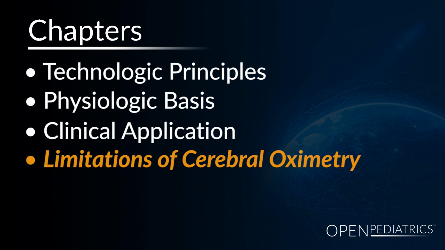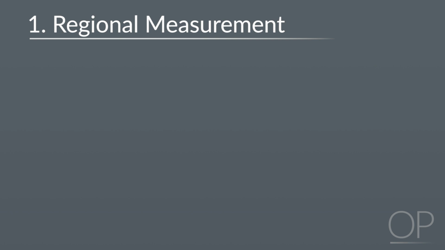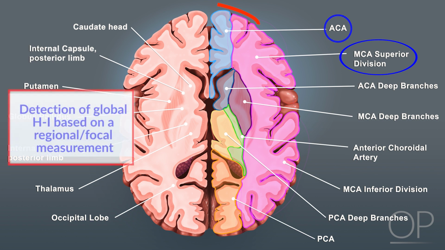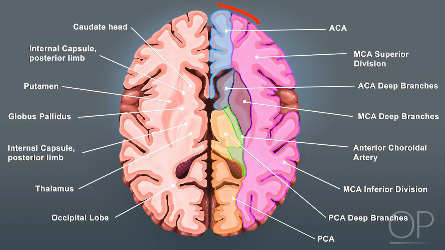Limitations of cerebral oximetry. The final area I'm going to discuss with respect to cerebral oximetry are its limitations. First of all, cerebral oxygen saturation is a regional measurement. As shown in the horizontal section of the brain, the sensor is in red. It's interrogating brain supplied by the superficial branches of the anterior and middle cerebral arteries. And you're using a regional or focal measurement to make inferences on global cerebral hypoxia ischemia. You can have occlusion of the vertebrobasilar system or the posterior cerebral arteries or the deeper branches of the middle or anterior cerebral arteries and not see this in a cerebral oxygen saturation measurement.